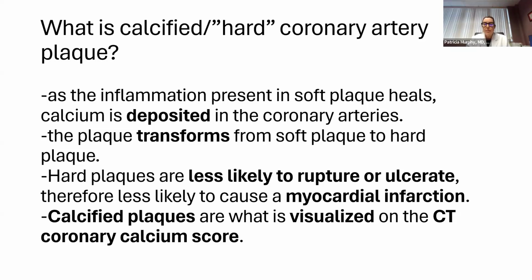So we've got calcium, we've got arteries, we've got atherosclerosis, and now we've got soft plaques. And those soft plaques, as they age, transform from soft to hard as the inflammation heals. And that is what we can see on our CT coronary calcium score.